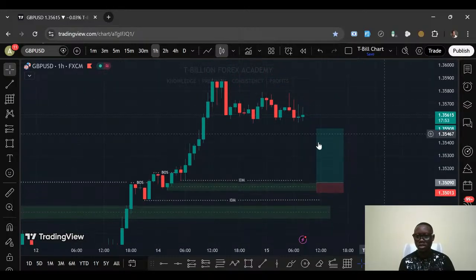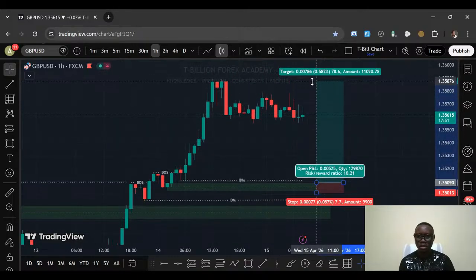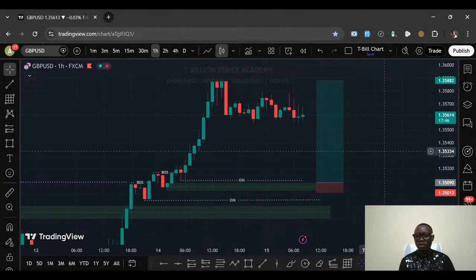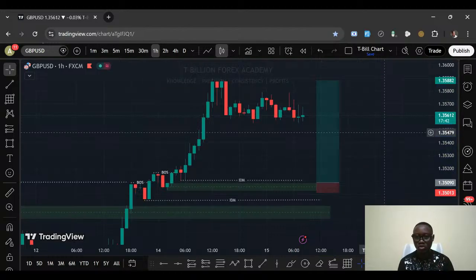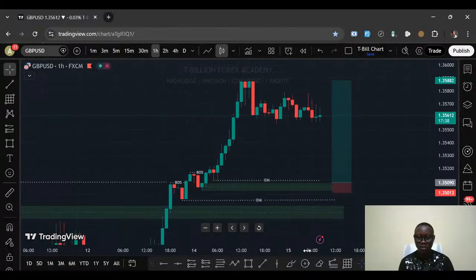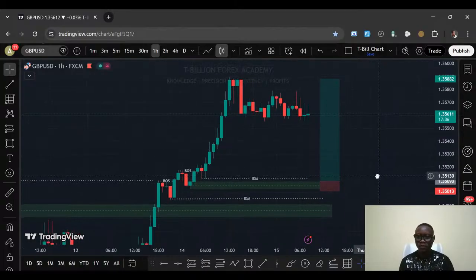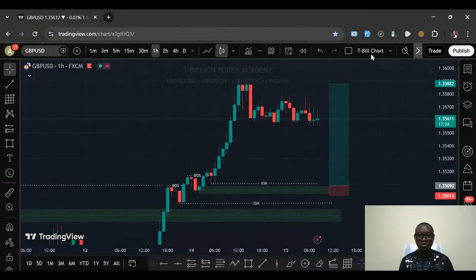And our TP will be at this high right here. All right, and that's a 1:10.29 risk to reward ratio. Okay, so let's wait patiently for this. Okay, so this is my bias on GBPUSD.